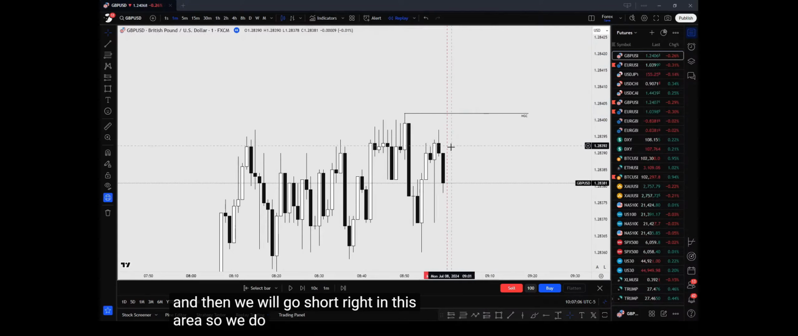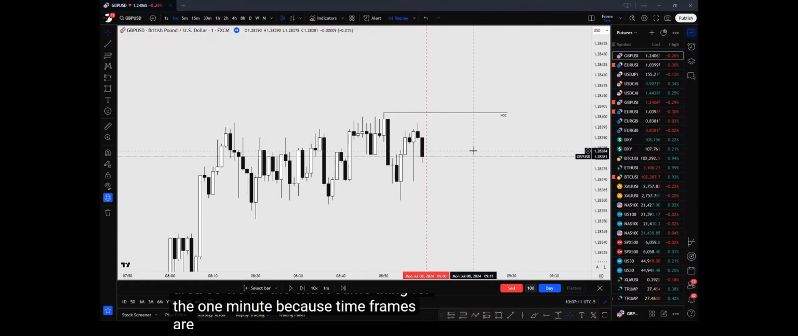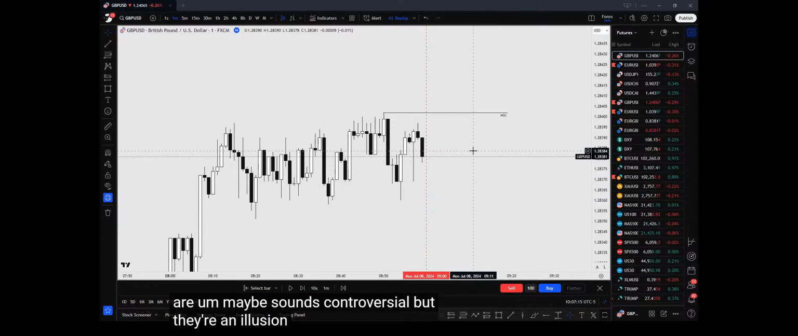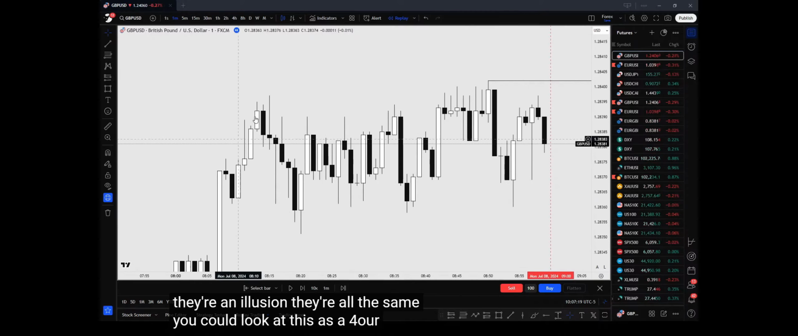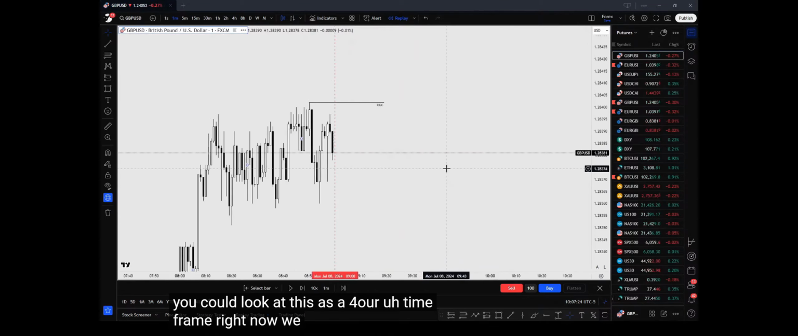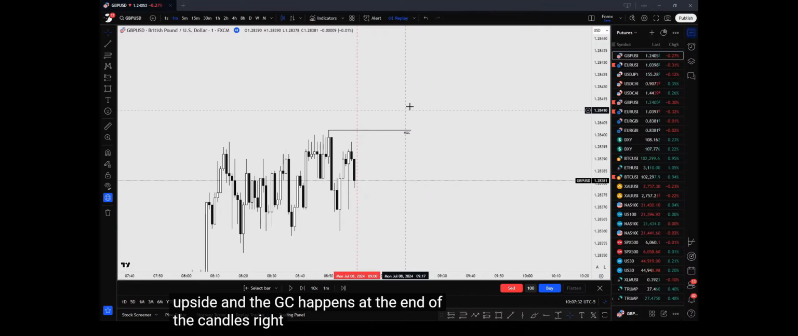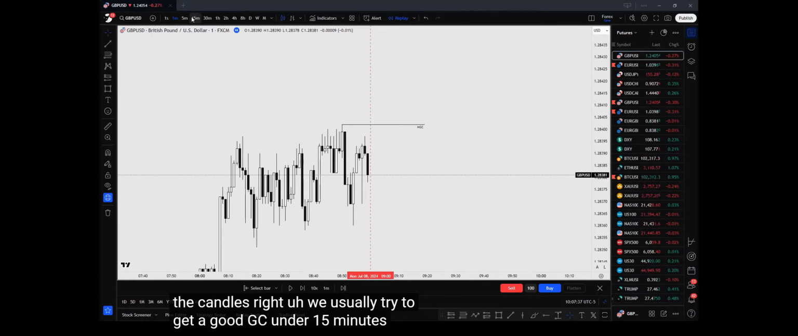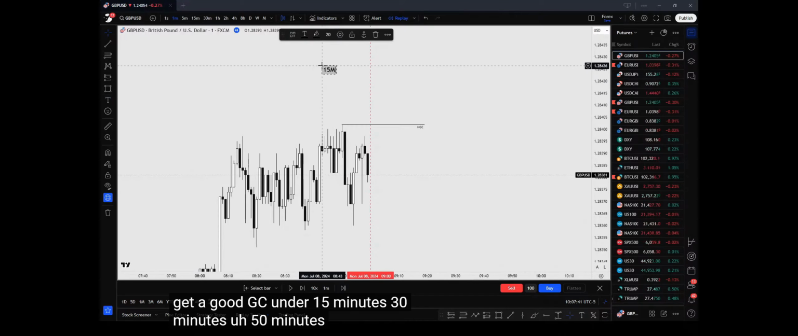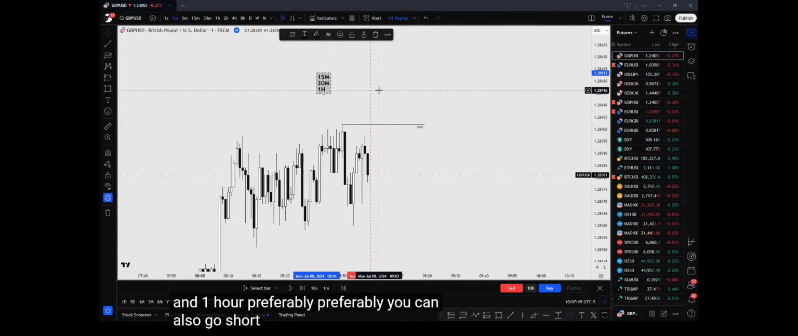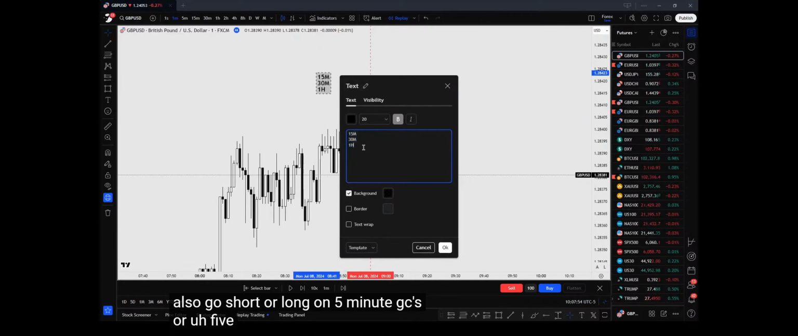So we do the exact same thing for the 1 minute, because time frames, maybe it sounds controversial, but they're an illusion. They're all the same. You could look at this as a 4-hour time frame. Right now, we will wait for a GC to the upside, and the GC happens at the end of the candles, right? We usually try to get a good GC on the 15 minutes, 30 minutes, and 1 hour, preferably. You can also go short or long on 5-minute GCs or 5-minute PCs.